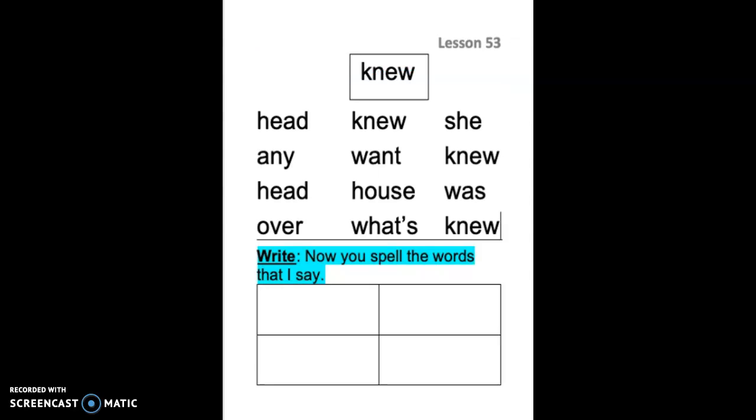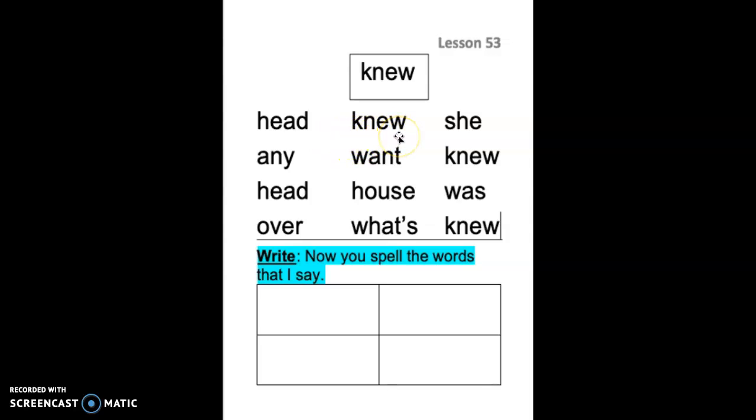This word is new. You read it, point and spell, and then say the word again. Just like this. New. K-N-E-W, new. Your turn. Say the word. Spell the word. Say the word. Next word.